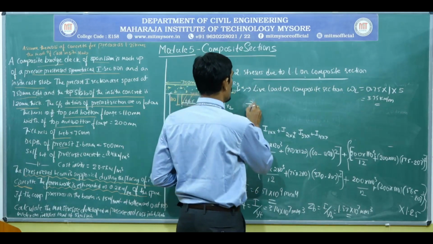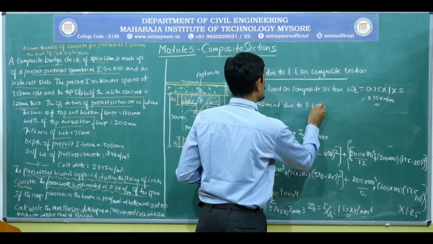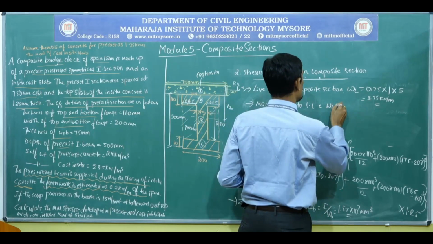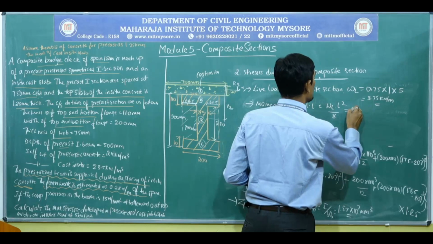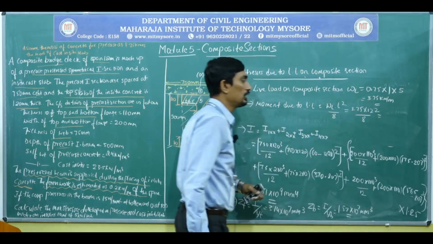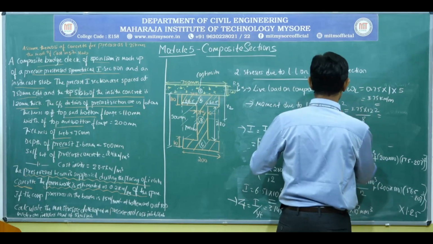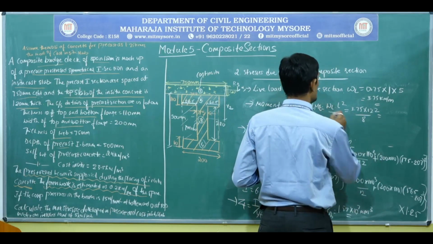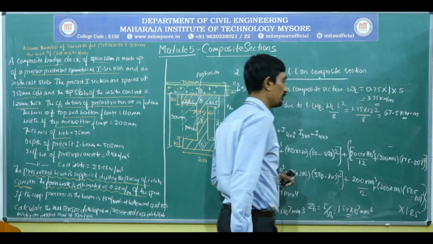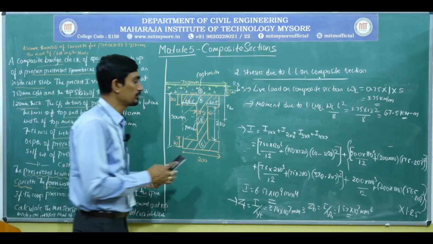So for this, the moment due to the live load is equal to WL into L square by 8, which is 3.75 into the span 12, into 12 square by 8, which will be 67.5. So ML is equal to 67.5 kilonewton meter.